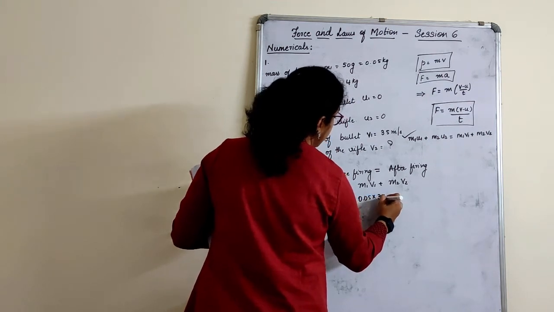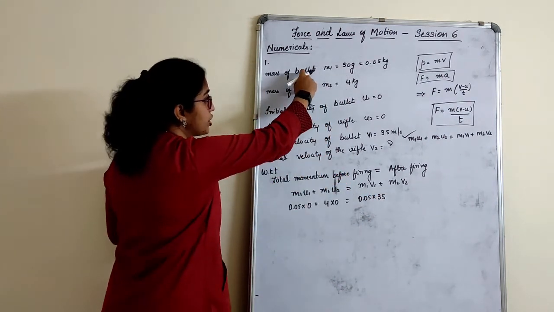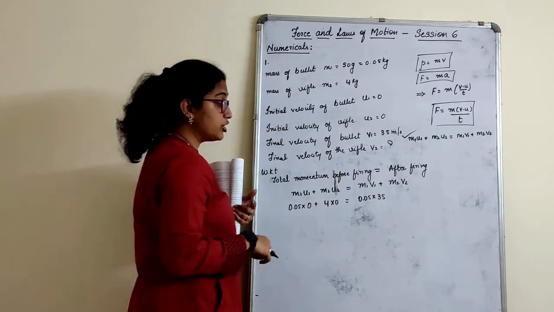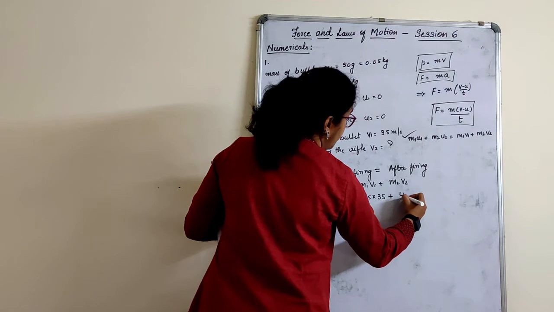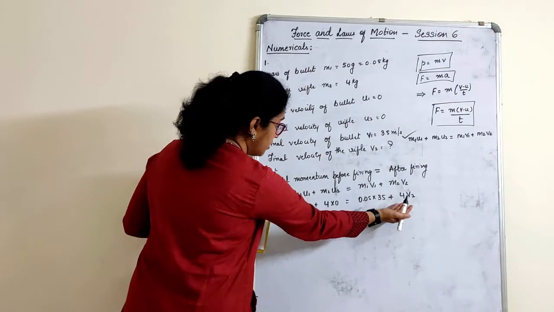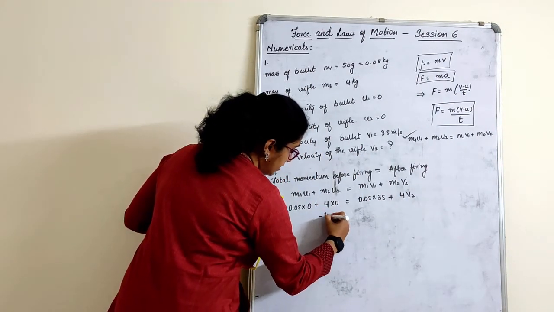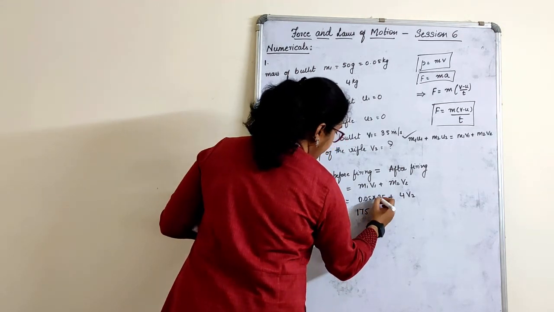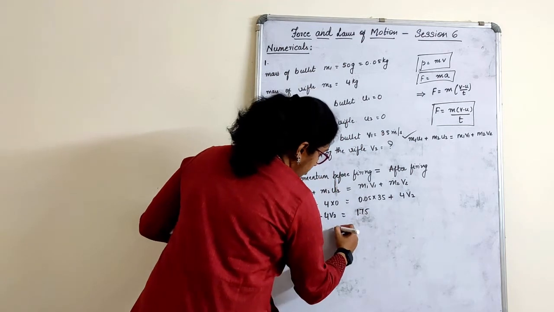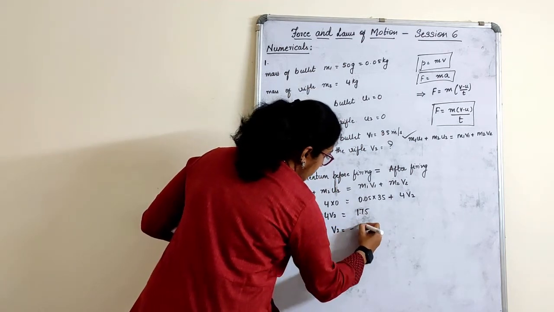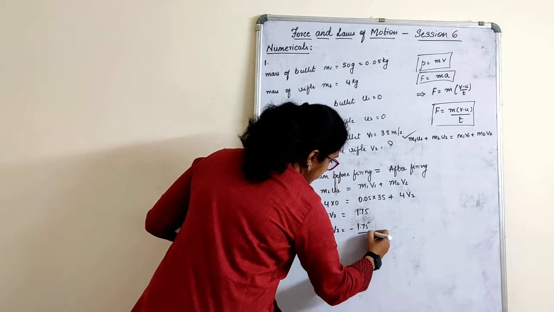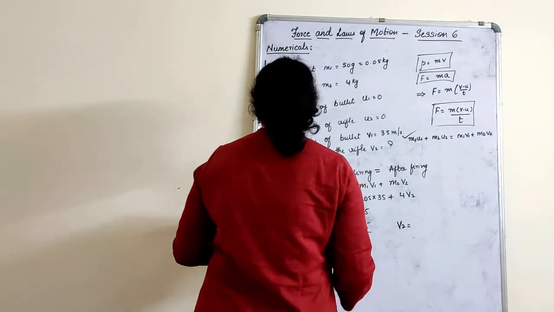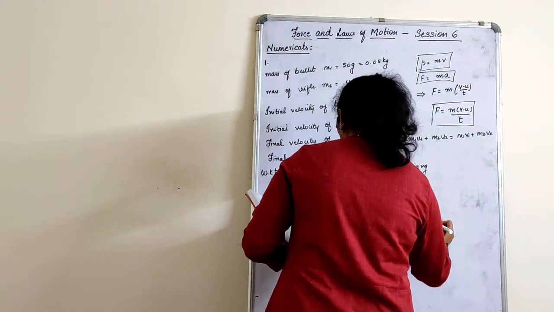0.05 into 35. Now understood? If you miss writing first bullet, rifle, here rifle and bullet, your m1u1, m1v1 will change. Plus 4. So what we will do now is shift this side. Minus 4v2 is equal to 35 into 5 is 1.75, decimal after 2. So v2 is equal to minus 1.75 divided by 4. Therefore v2 is equal to minus 0.437.